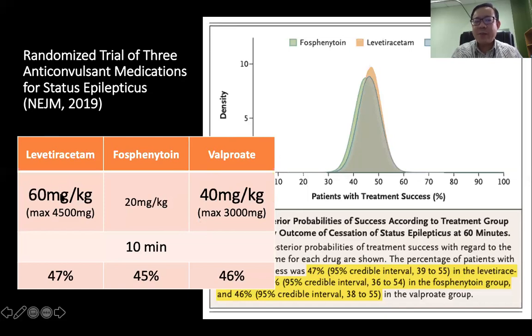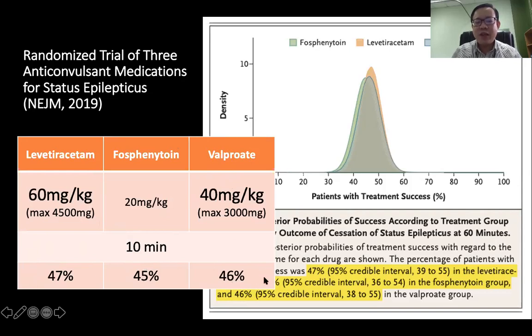So what happened nowadays is that the dose they have proposed and considered to be safe for levetiracetam is 60 milligram per kg. So we can use as high as 4,500 milligram in a very big adult as a treatment of status epilepticus. For sodium valproate, we can use up to 3,000 milligram as bolus, and this no longer requires slow bolus. We can give a fast bolus over up to 10 minutes.